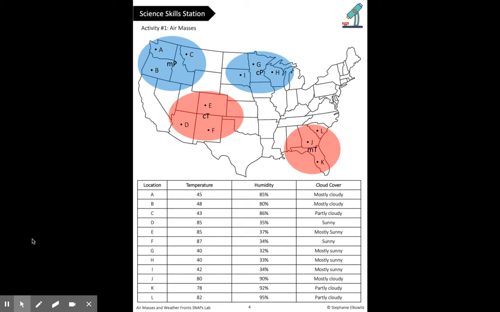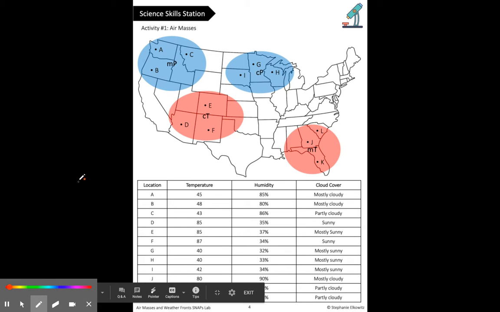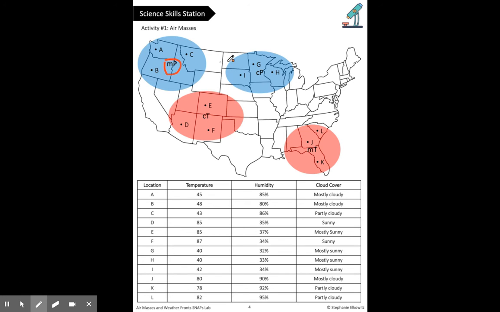And on the map, we have four different air masses. So we have two blues and two reds. And each of these air masses is labeled. For example, on the top left, we have a maritime polar. We have a continental polar. We have a continental tropical. And we have a maritime tropical.